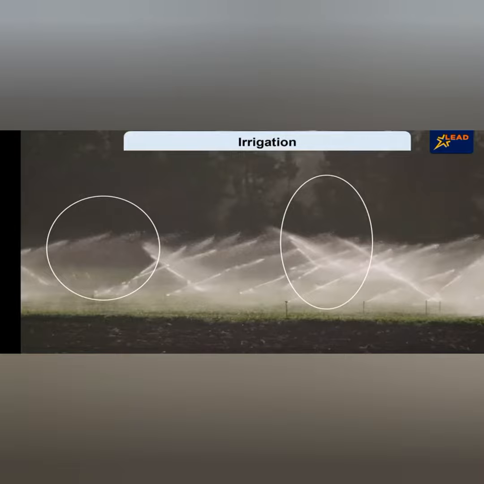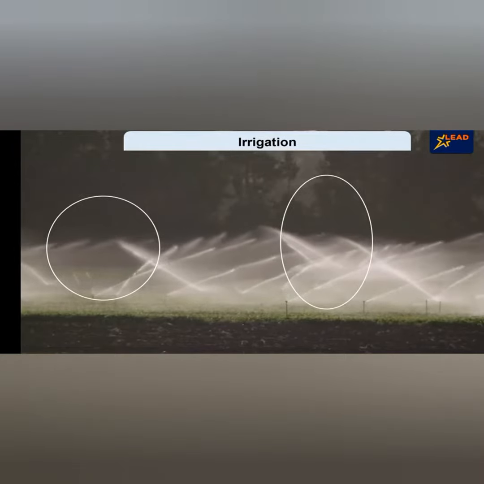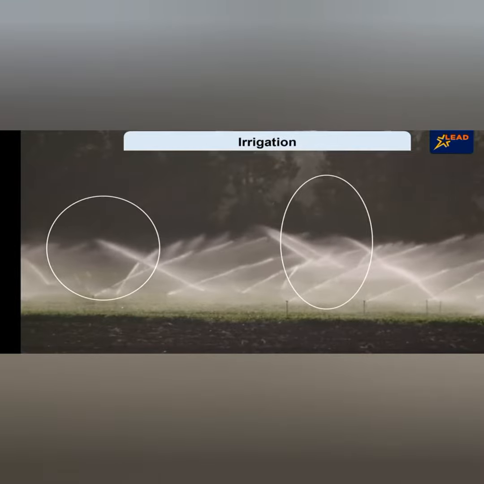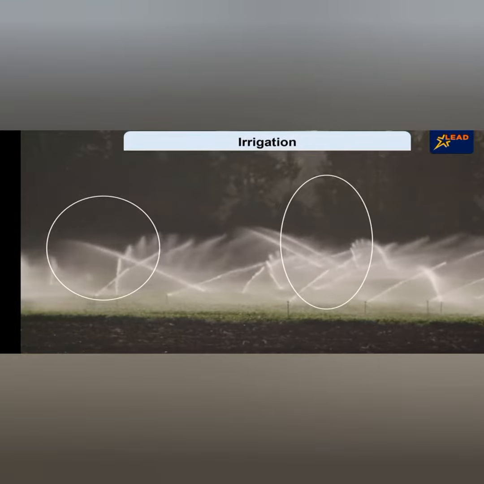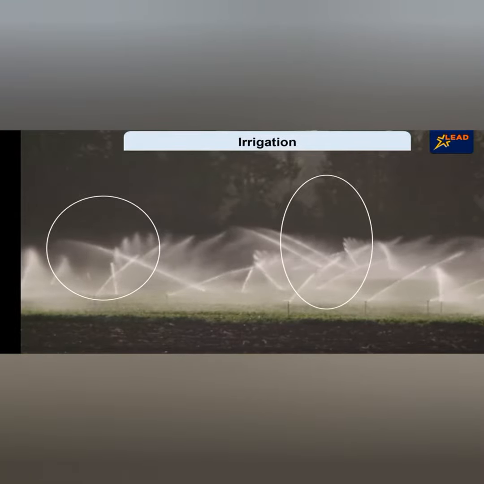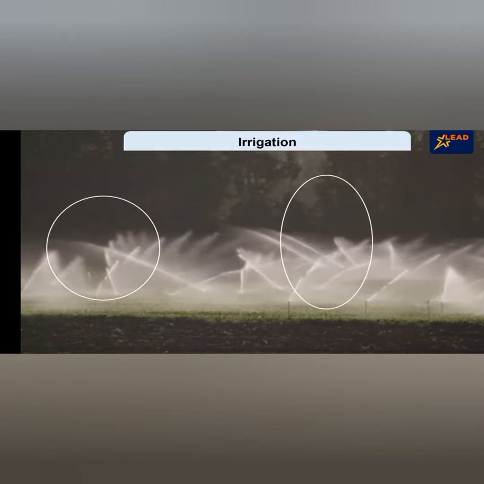The next step is irrigation. The controlled supply of water to crops at different time intervals is called irrigation. It begins once the seeds are sown and continues until the plants are mature and ready for harvesting.